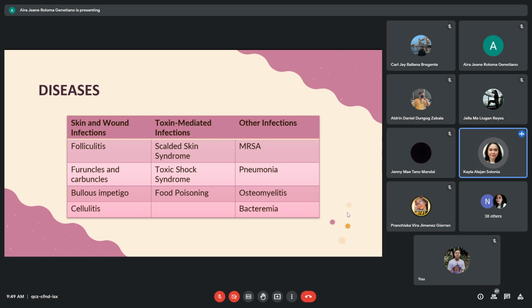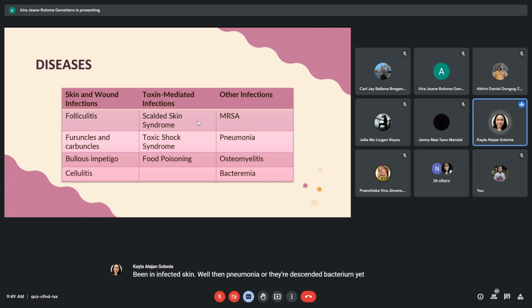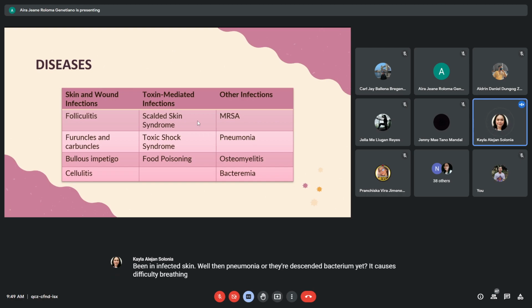Other infections associated with Staphylococcus aureus is MRSA. It causes swelling, warmth, redness, and pain in infected skin. While pneumonia, or disseminated bacteremia, causes difficulty breathing, malaise, fever, or chills. While osteomyelitis causes fever, swelling, warmth, and redness in the affected area.